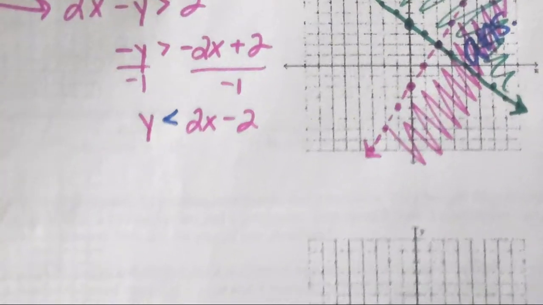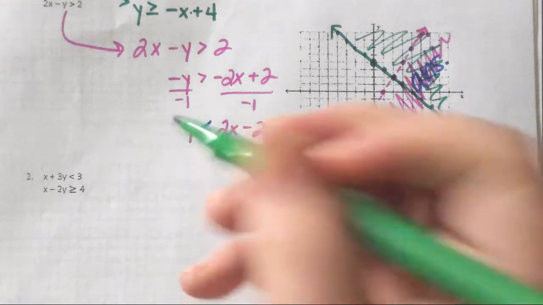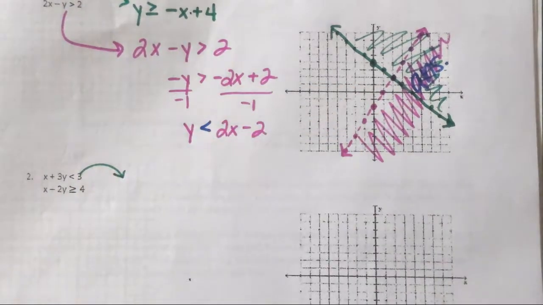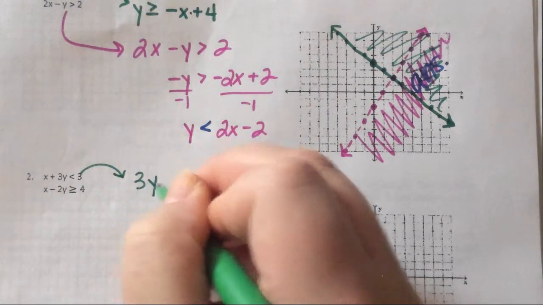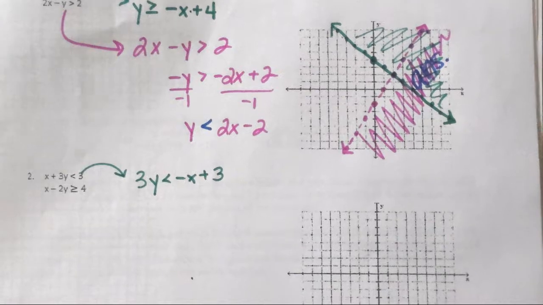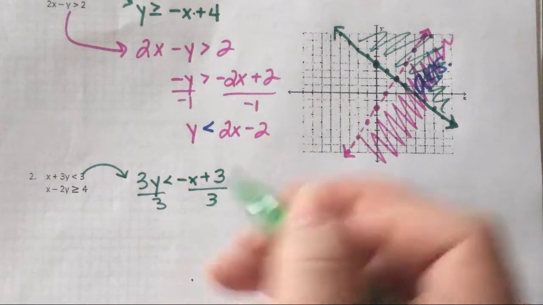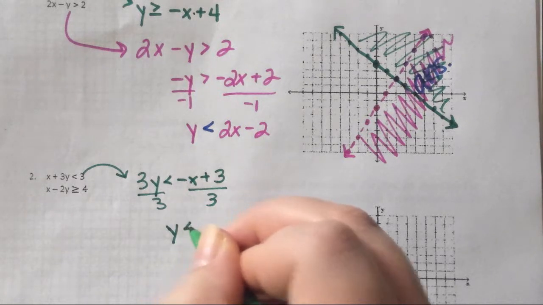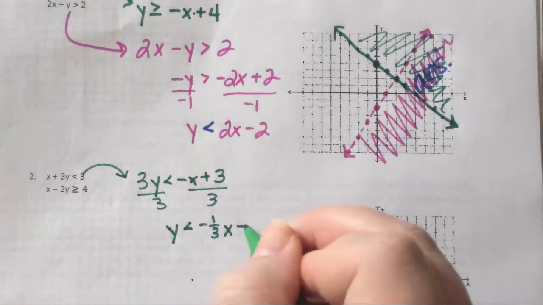On number 2, again, we're not in slope-intercept form, so we've got to rearrange our equation. If I subtract x from both sides, I'll have 3y is less than negative x plus 3. When I divide by 3, I get y is less than negative 1/3 x plus 1, since 3 divided by 3 is 1.